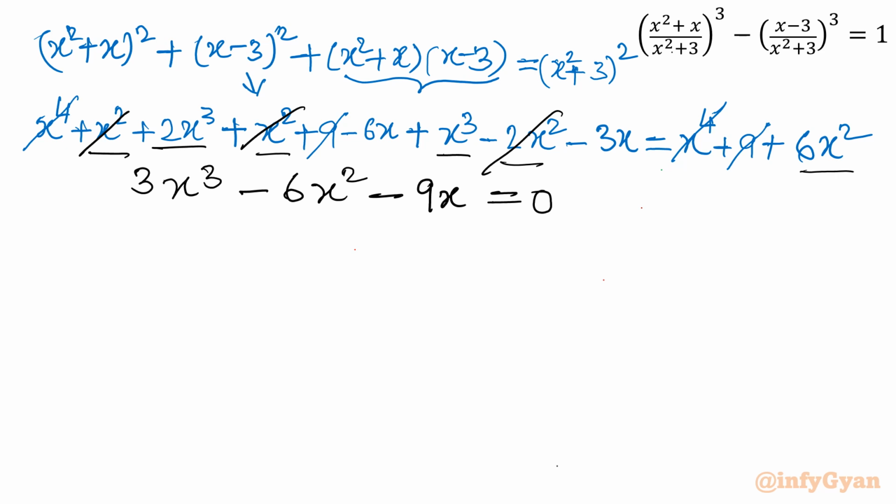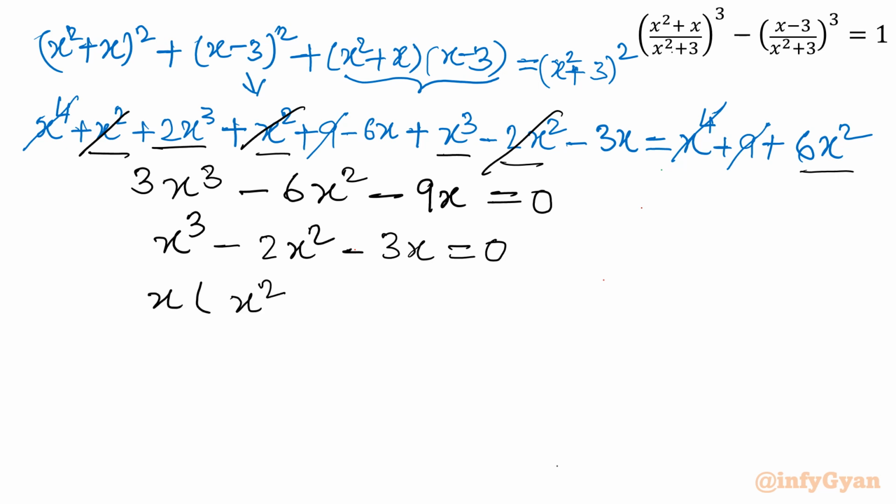Now you can easily see this equation is divisible by 3. So first we will divide by 3. x cube minus 2x square minus 3x is equal to 0. Now x is common, I will take x common. So x square minus 2x minus 3 equal to 0. Now this is one quadratic equation we will solve for the value of x.